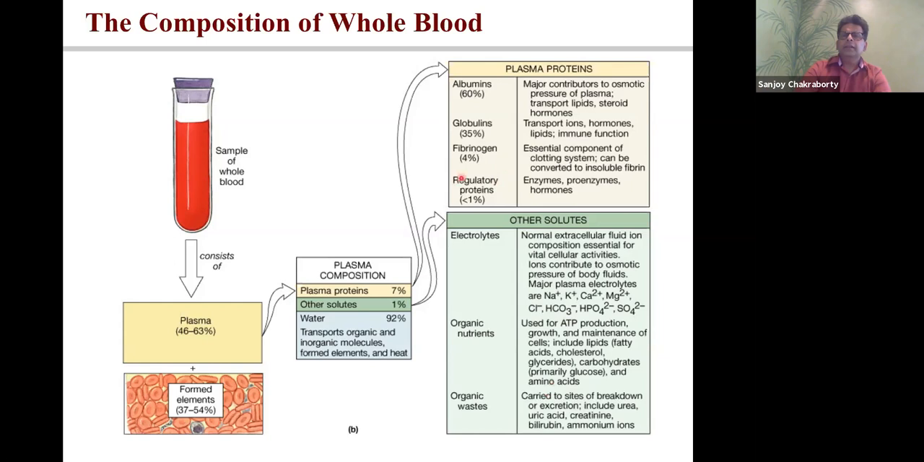Now, the remaining 1% we categorize as regulatory proteins. Technically, some enzymes are proteins, most proenzymes are proteins, and some hormones are proteins, and they are in the blood plasma. So we can consider them as a group of proteins, but they're less than 1%. So we are going to focus on albumin, globulin, and fibrinogen. Those are the three major proteins in the plasma and their functions.